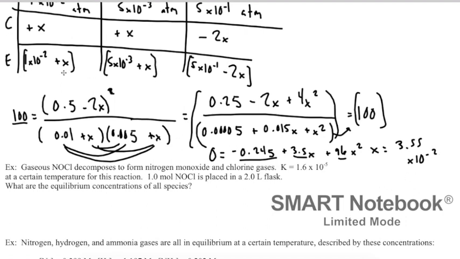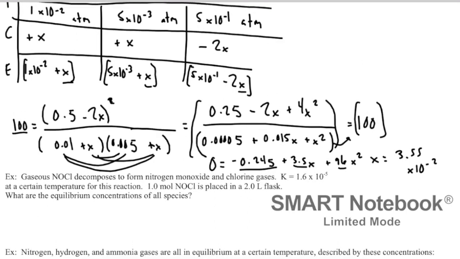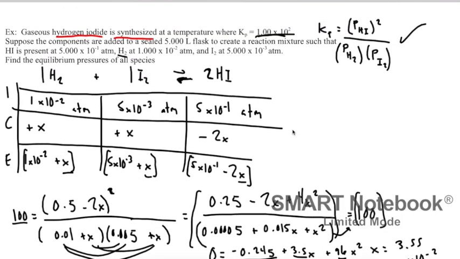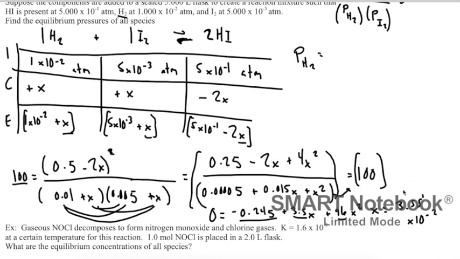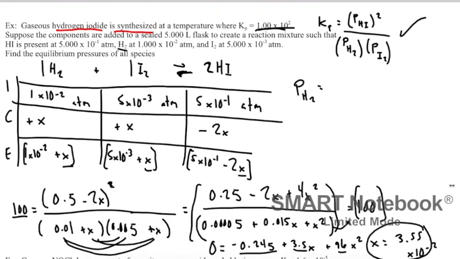atmospheres. And now I can plug that x in here and solve for the equilibrium, not concentrations this time, but pressures. When you do that, you get that the equilibrium pressure of H2, again, we found the x here. I just want to plug that value in right here. And we're going to get, what is that, 4.55 times 10 to the negative second atmospheres of pressure.